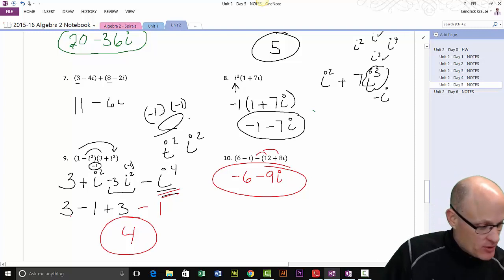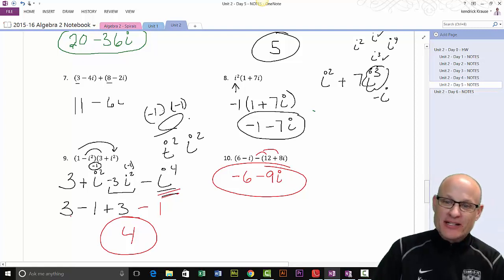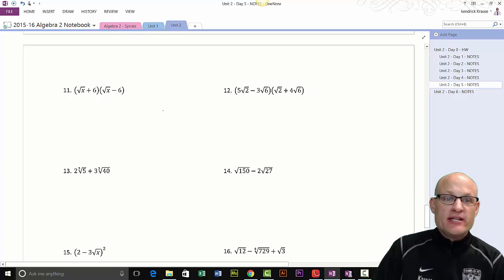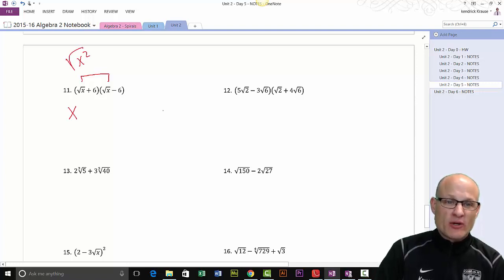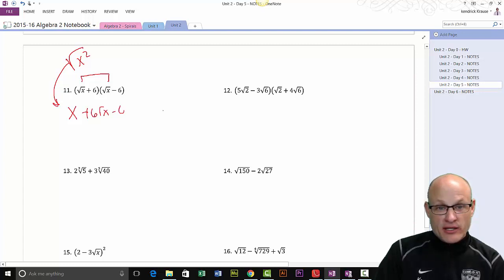How many we got left? 1, 2, 3, 4, 5, 6, 7, 8. Oh, my goodness. Difference of perfect squares? Yes, we have the difference of perfect squares. What is the square root of x times the square root of x? That's just x. Well, it's really the square root of x squared, but that's just x. And then I would get plus 6 square roots of x and minus 6 square roots of x. And then these multiply together give me minus 36. So my answer is x minus 36.